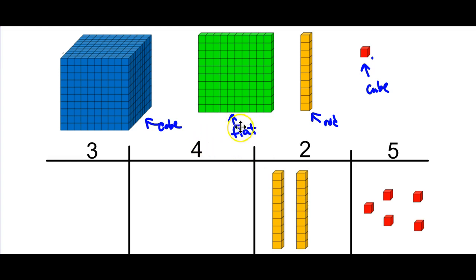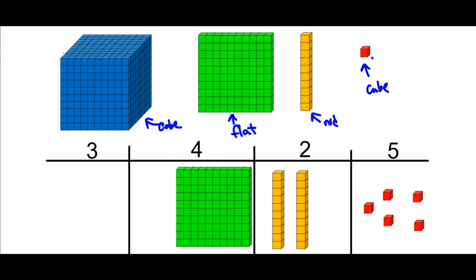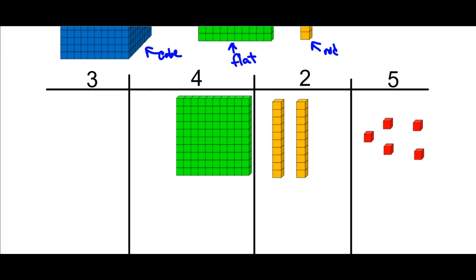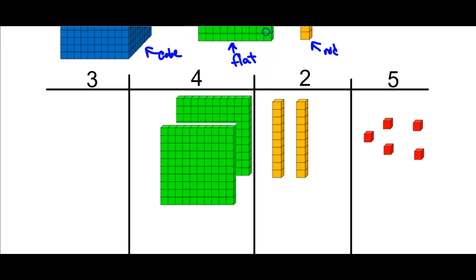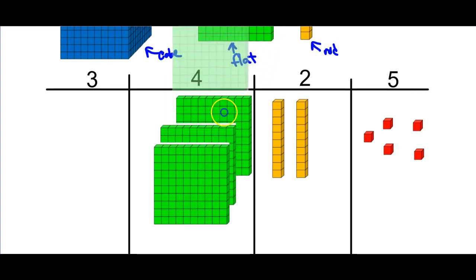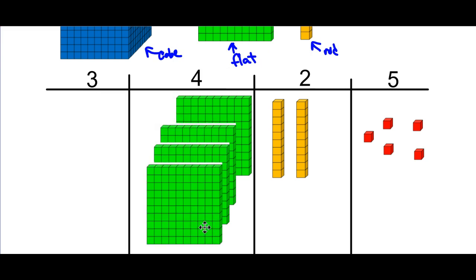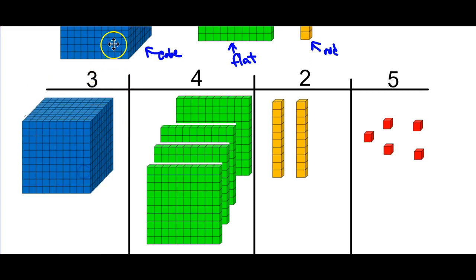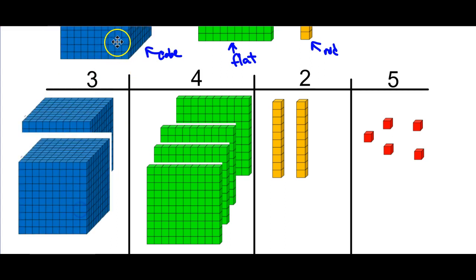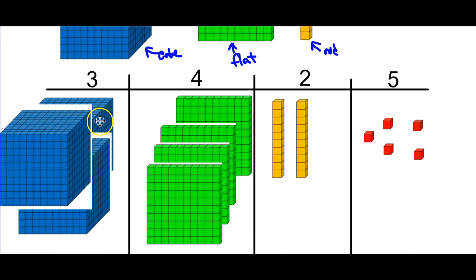And I've got 4 hundreds. Each of these flats has 100 in it, so I'm going to put 4 of those in here. I'm going to scroll down a little bit so we can have a little more room. So there's 4 flats. And then I've got 3 thousands. Each one of these blocks is 1,000. So you've got 3 thousands, 4 hundreds, 2 tens, and 5 ones.